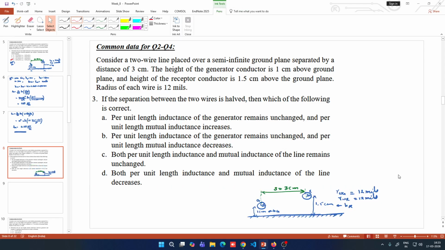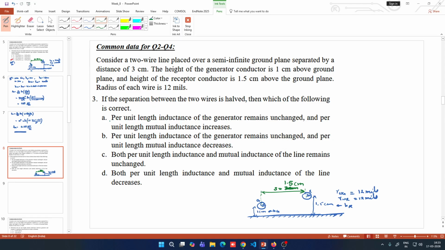So yeah, this is the same problem. Question 3 is asking what happens if the separation between the two wires is halved. It wants us to reduce this separation distance to 1.5 centimeters, so it becomes half now. Then which of the following is correct?